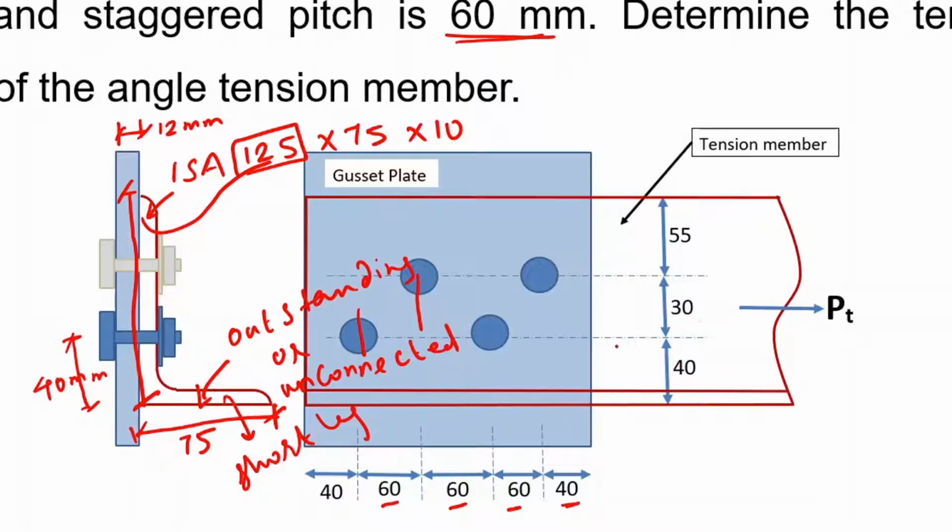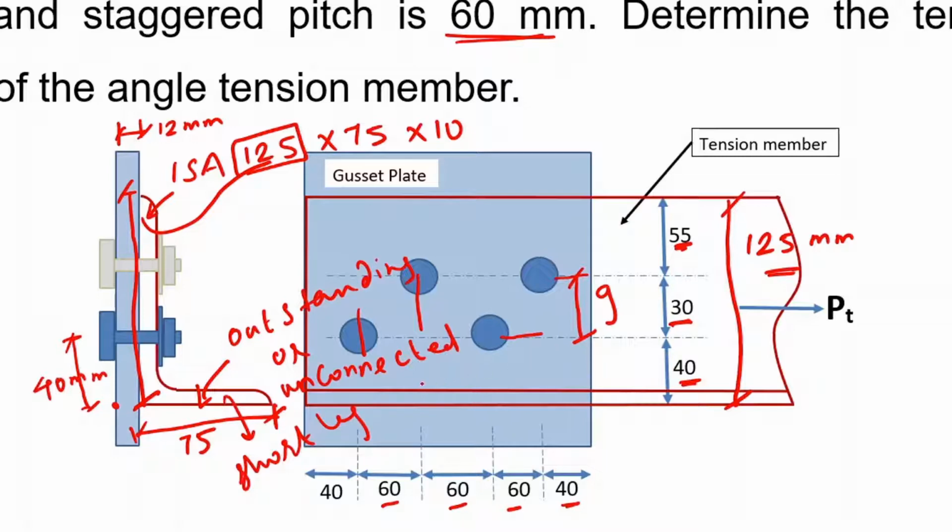And the distance between centers of adjacent bolts perpendicular to the loading direction is called the gauge. So here gauge is 40 mm and the bolt is 40 mm from the corner. So this is 40 mm and the remaining is 55 mm out of the total length of 125 mm. This is the length of the connected leg.